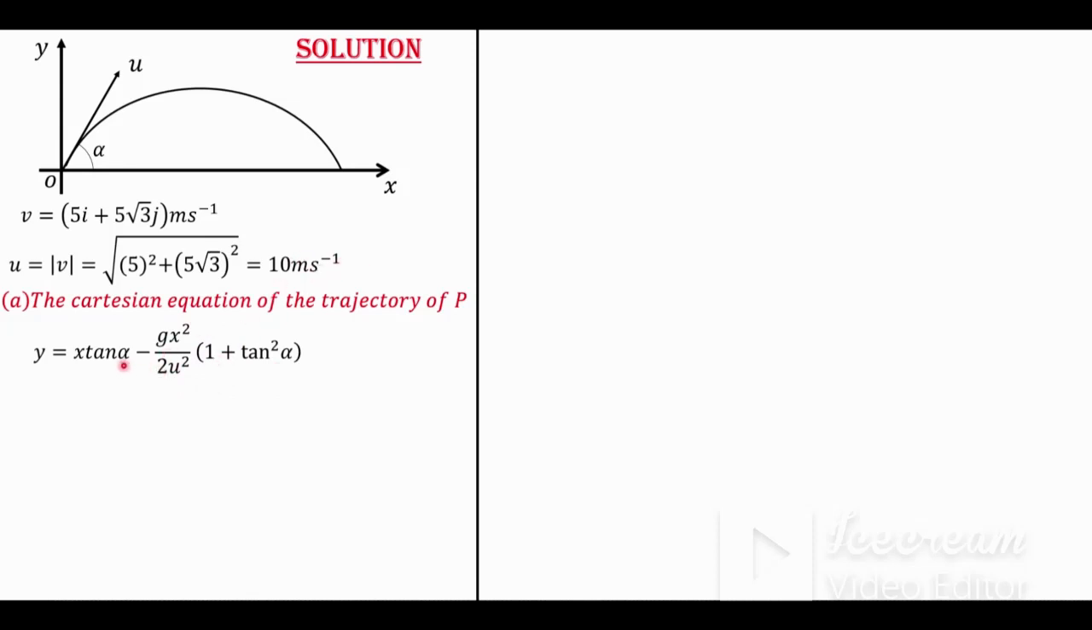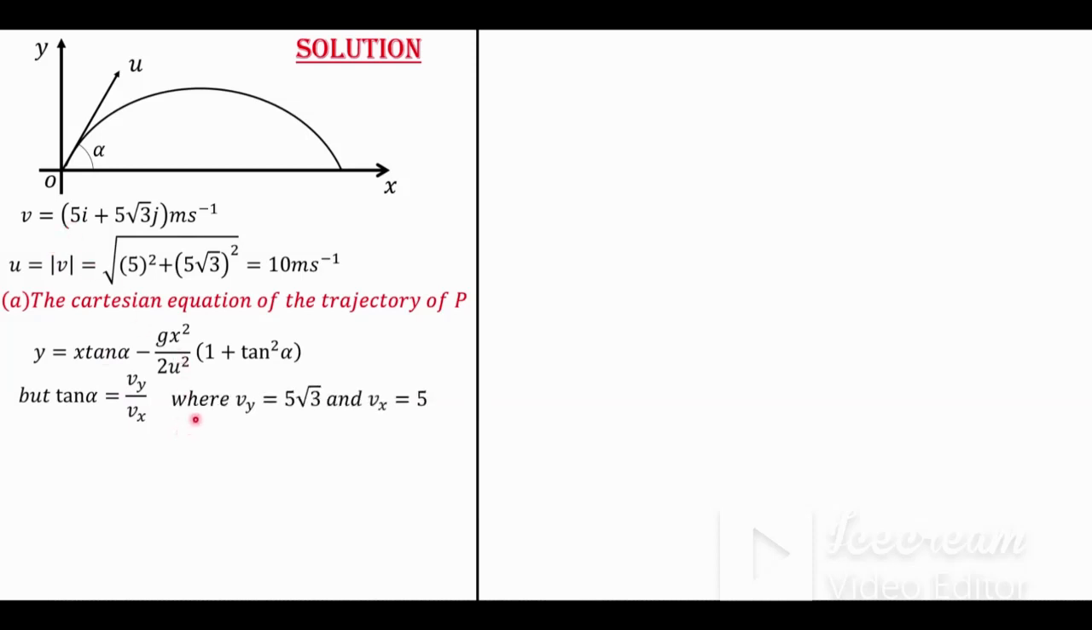But we don't have the angle here. What then can we do in order to obtain that angle? Simply, we know the relation which says that tan alpha is equal to the y component of the velocity divided by the x component of the velocity. That is, tan alpha is going to be vy divided by vx. vy is 5 square root of 3, and vx is simply 5.